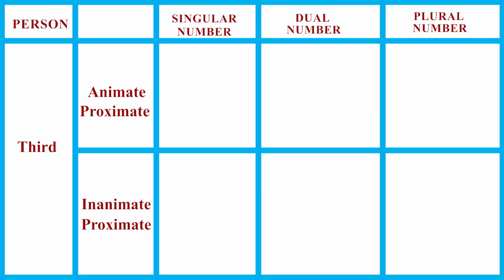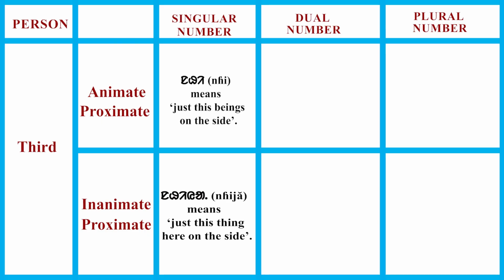Third person animate singular number in proximate: Ni means just this person or animal on the side. Third person inanimate singular number in proximate: Nei means just this thing here on the side. Third person animate dual number in proximate: Nikin means just these two here on the side.